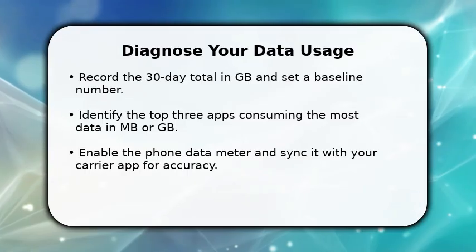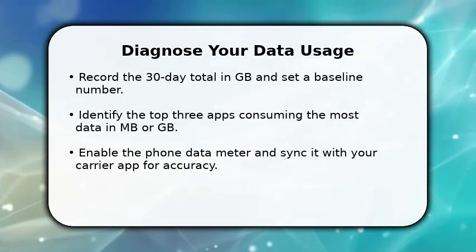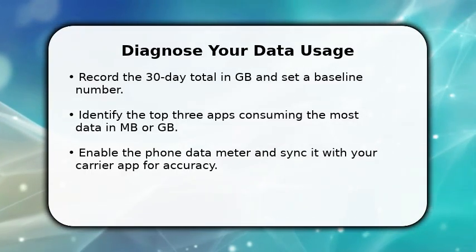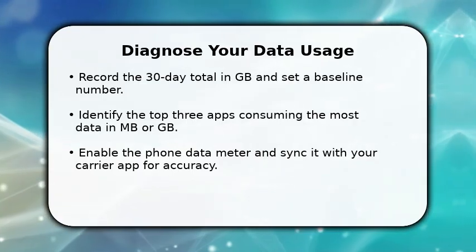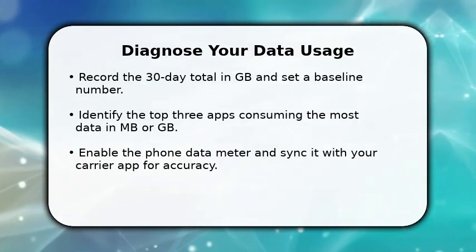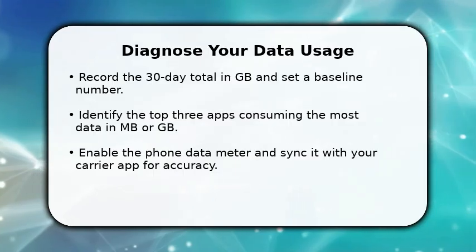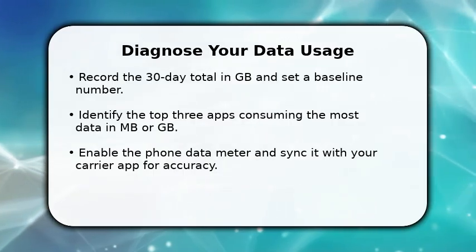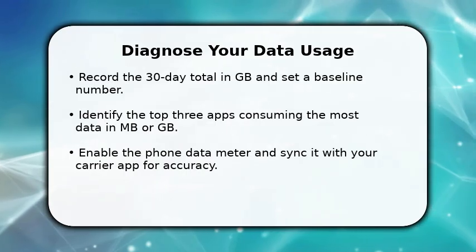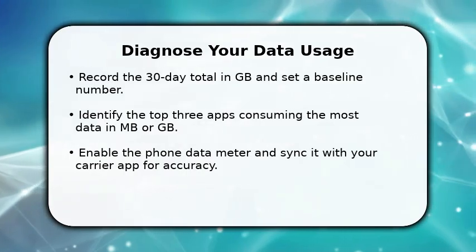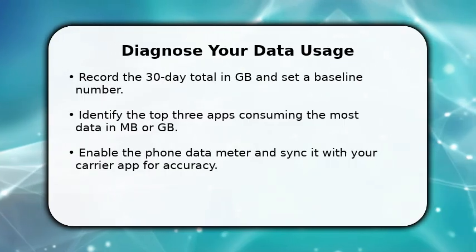Start by measuring your current mobile data use across a billing cycle to set a baseline. Open your carrier app or phone settings to view the exact 30-day data total in gigabytes. Note apps that use the most data and record the top 3 apps with amounts in MB or GB. Record the 30-day total in GB and set a baseline number.